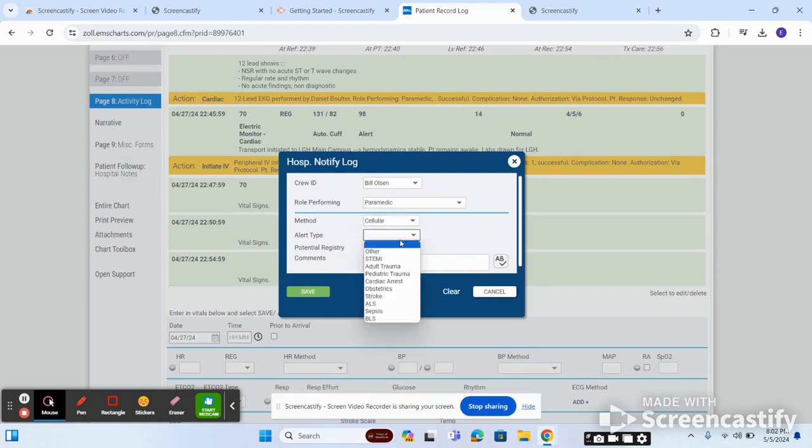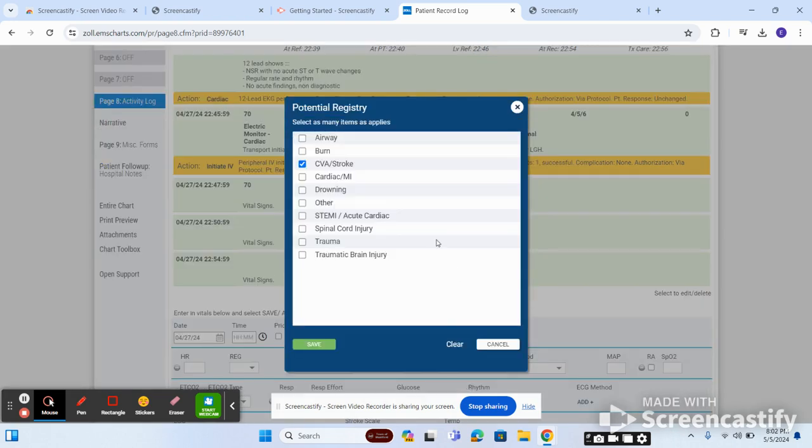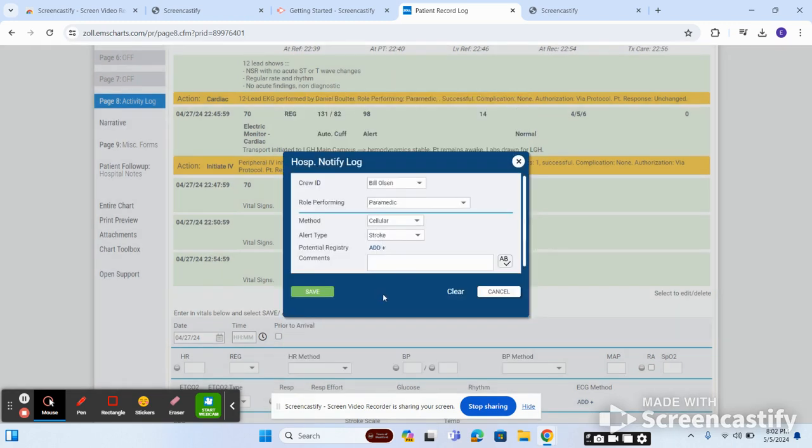I did it over the cellular line. What type of a report was it? It was a stroke alert. Potential registry candidate, you can add this if you want. It's not required, though. You can leave that off. This one will open up to what type of patient was it. So if it's more than one, say it was a trauma patient and a spinal cord injury, you could select both of these. But generally, you don't have to select anything in here because for the most part, it'll be selected already based off of what you select here.